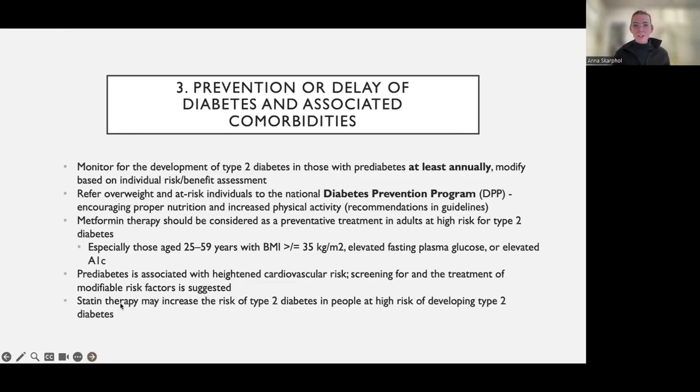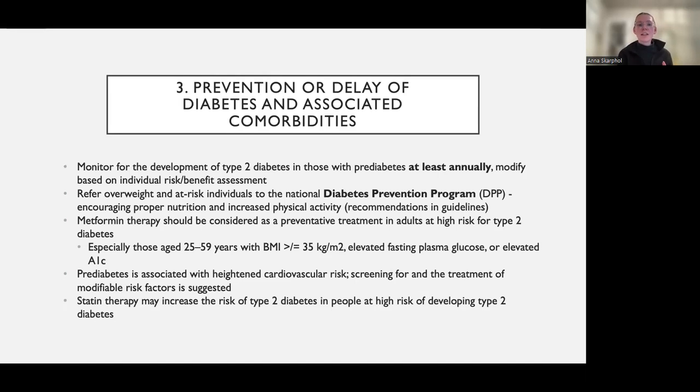So the next section of the guidelines that we're going to move into here is section 3, the prevention or delay of diabetes and associated comorbidities. So obviously, if we can help a patient delay their diabetes, that is really our top priority. And so this section really nicely lays out a whole series of guidelines for things that we can do, both lifestyle recommendations and pharmacy-related recommendations to help prevent or delay diabetes.